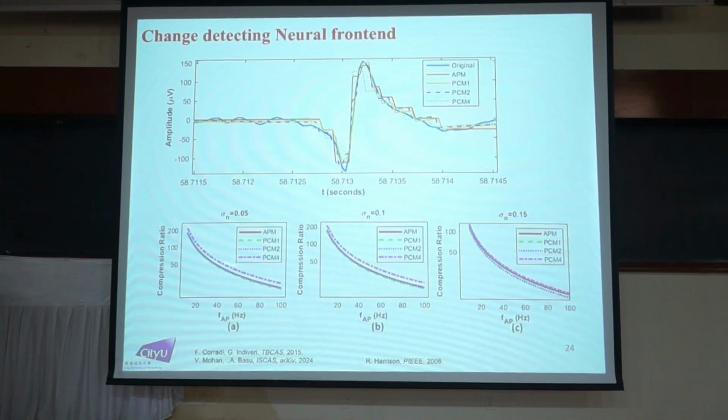Okay, and in terms of compression ratios, just to get a ballpark estimate, these 3 plots are for different amounts of noise. So as you expect, as you increase the amount of noise, the compression ratio curves will generally go down because there's a lot of spurious spikes.